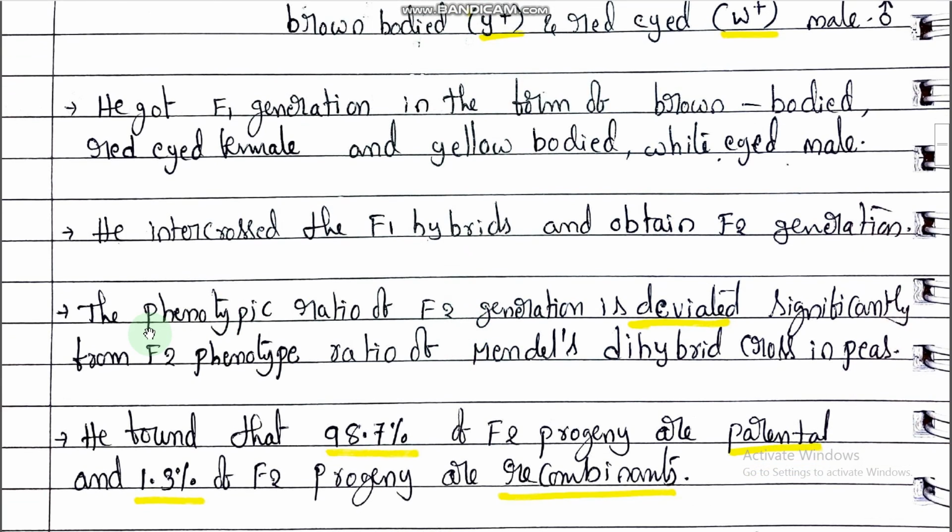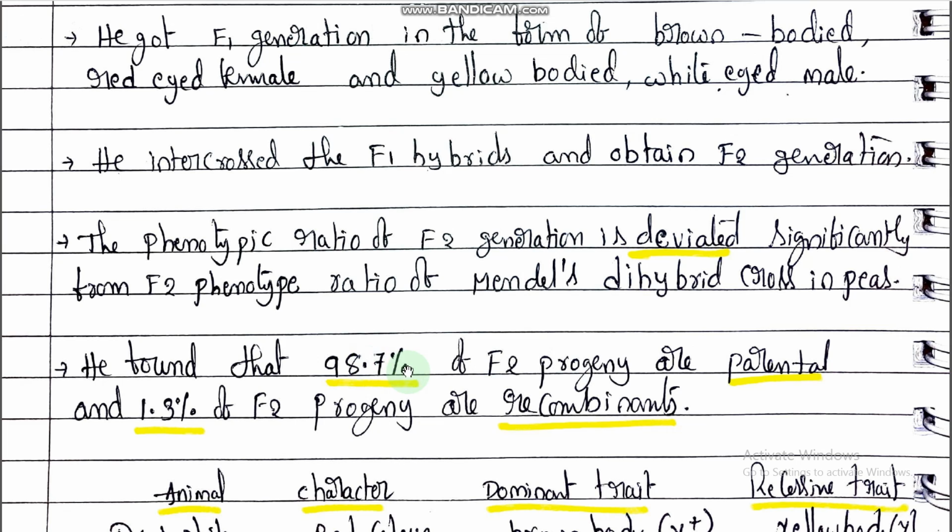In the F2 generation, what did he get? The phenotypic ratio of the F2 generation deviated significantly from the phenotypic ratio of Mendel's dihybrid cross in pea plants. As per Mendel's dihybrid cross, he didn't get that result; he got a different result. In F2, 98.7% of progenies are parental, the maximum, and 1.3% are recombinants. From this concept, you understand that those genes are present tightly and closely, so there is less crossing over and less recombination.